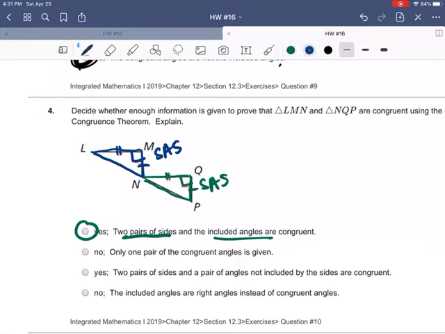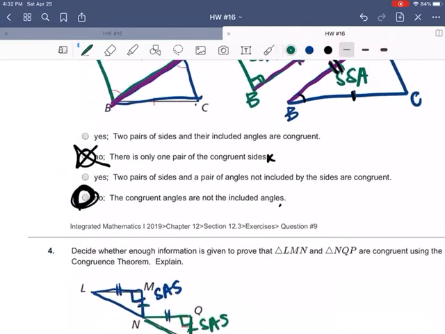Notice with these markings, this is a double mark to indicate that this side matches this side, and a single mark to indicate that this side matches this side. So not all four sides match each other, so you indicate that by using different tick marks or tick numbers.